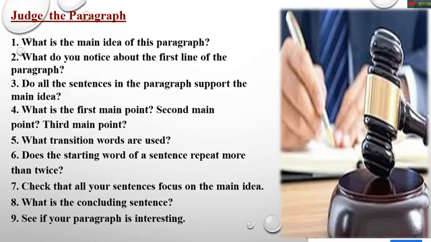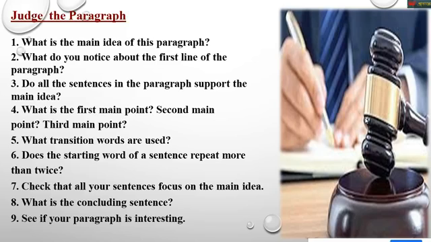And then, what transition words are used? Did you use any transition words or transition line? Does the starting word of a sentence repeat more than twice? Yes, we have a mistake. We have used the same type of sentence in our paragraph, which I finished right now. So it's a mistake, but it's not a big mistake. But try to avoid it.